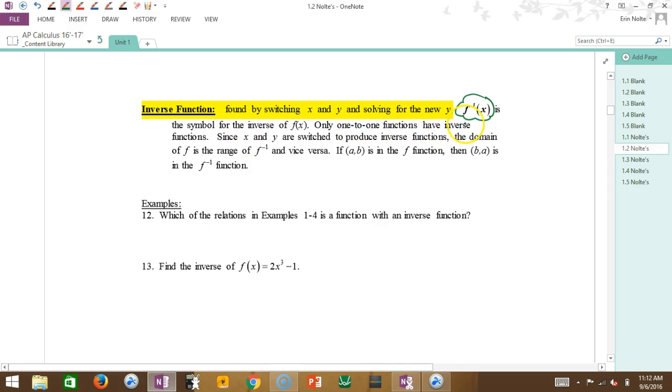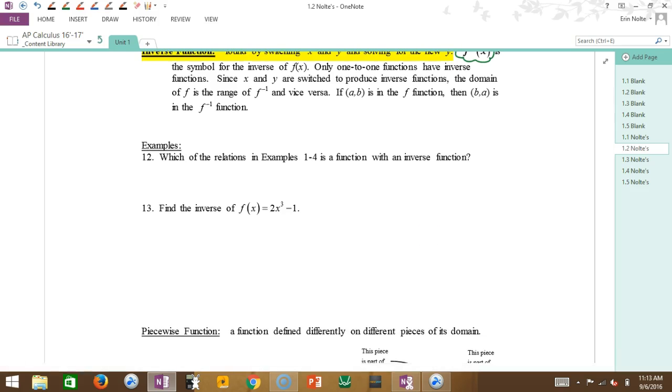Only one-to-one functions have inverse functions. Very interesting. That means if it doesn't pass the horizontal line test, then it does not have an inverse. Since x and y are switched, for inverse functions the domain is switched, and same thing with the range. So that's kind of cool: all you have to do to find the domain and range of an inverse function is simply switch the domain and the range. Very simple.